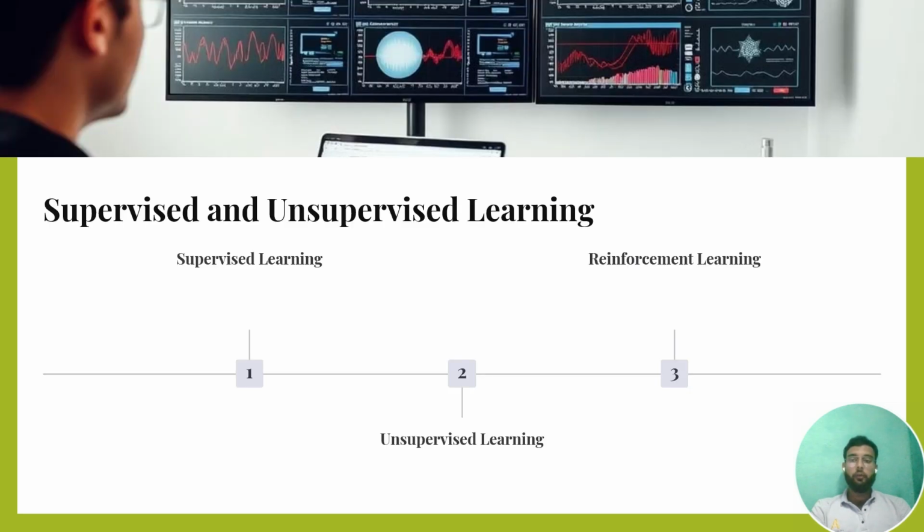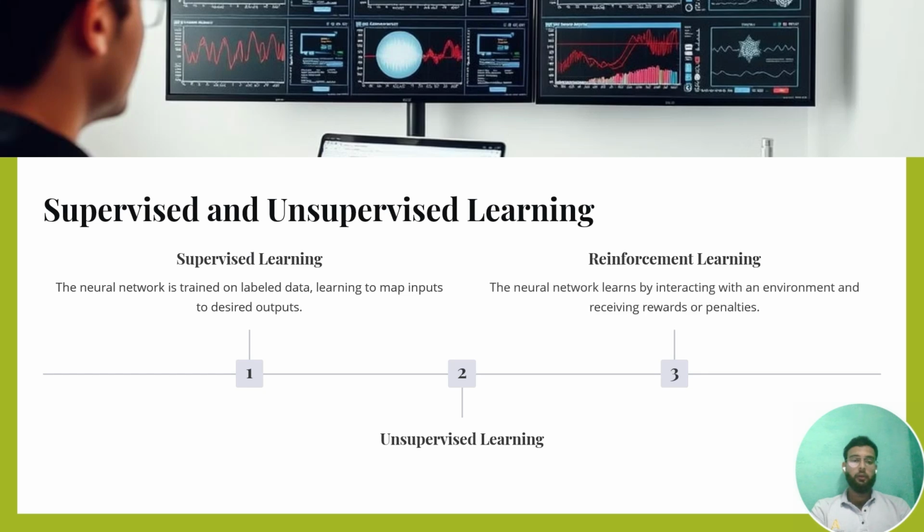Now we'll talk about the supervised and unsupervised learning. Firstly, we have the supervised learning. So the neural network is trained on labeled data, learning to map inputs to desired outputs. So whenever we have the labeled data by which we learn to map inputs into the desired outputs, it is the supervised learning.